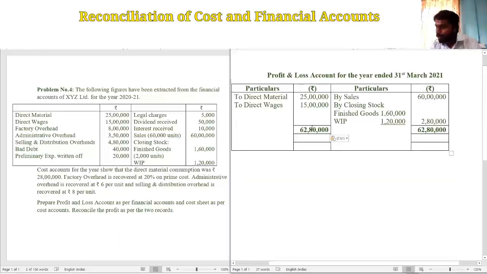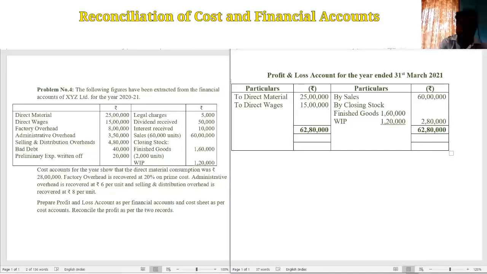Okay, calculate the gross profit. 62,80,000 minus 15 lakhs minus 25 lakh. Gross profit is 22,80,000. That's what gross profit.